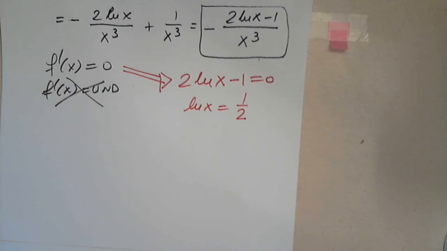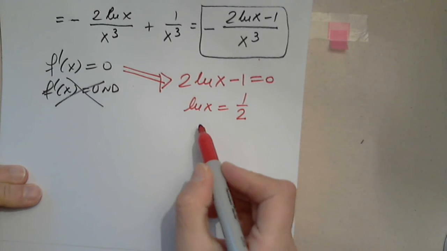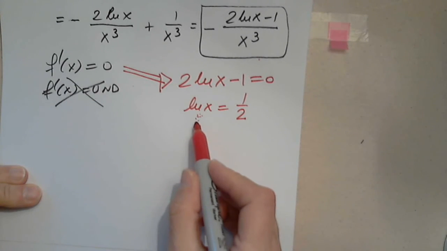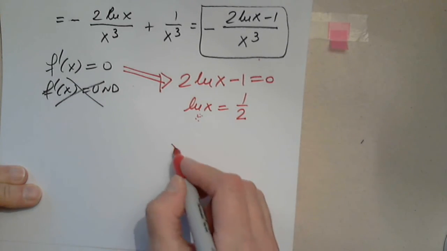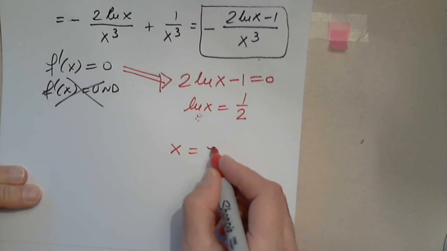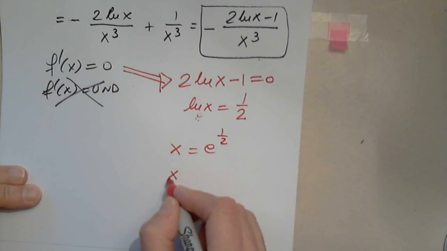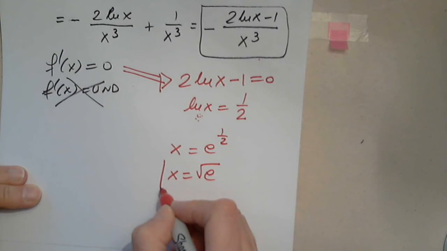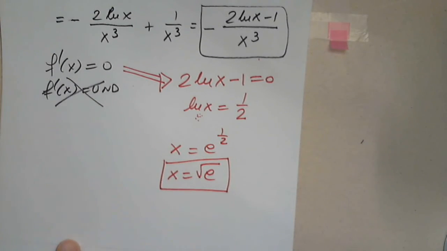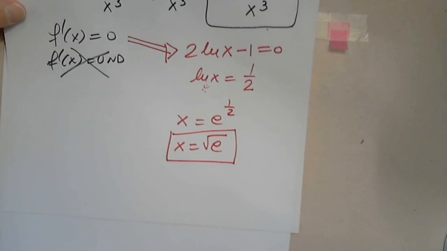How do I find the solution? Raise both sides to, but no, sorry, e to... yes. So natural log of x, yes, e raised to 1/2 equals x, right? This is the critical number.